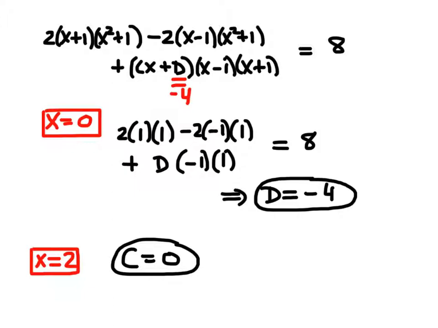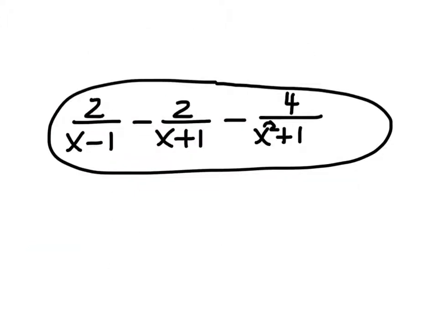So what do we have? This is our partial fraction decomposition. Here's your A, here's your B, and here was your D, and the C became 0, so that obviously does not appear in the final decomposition here. And this is what we're going to use when we get to the next problem with integration.